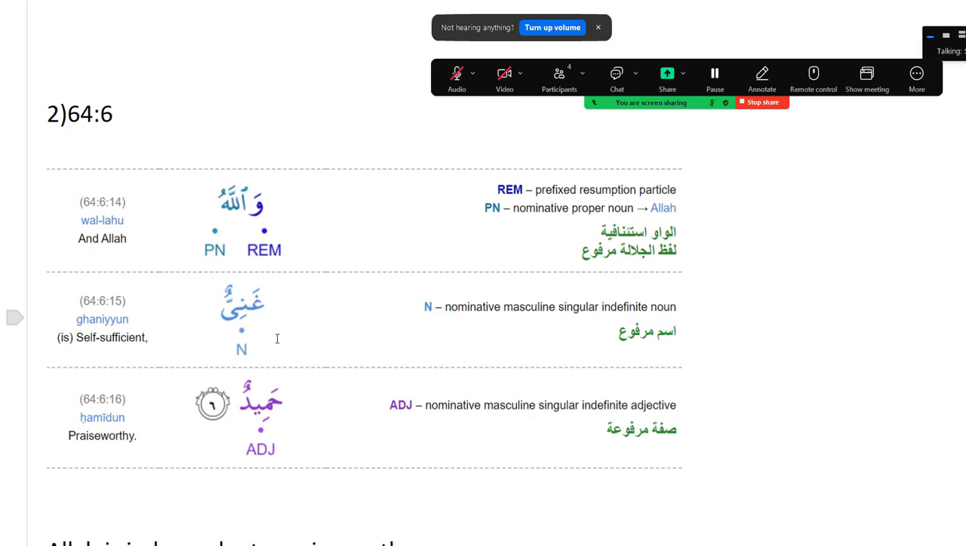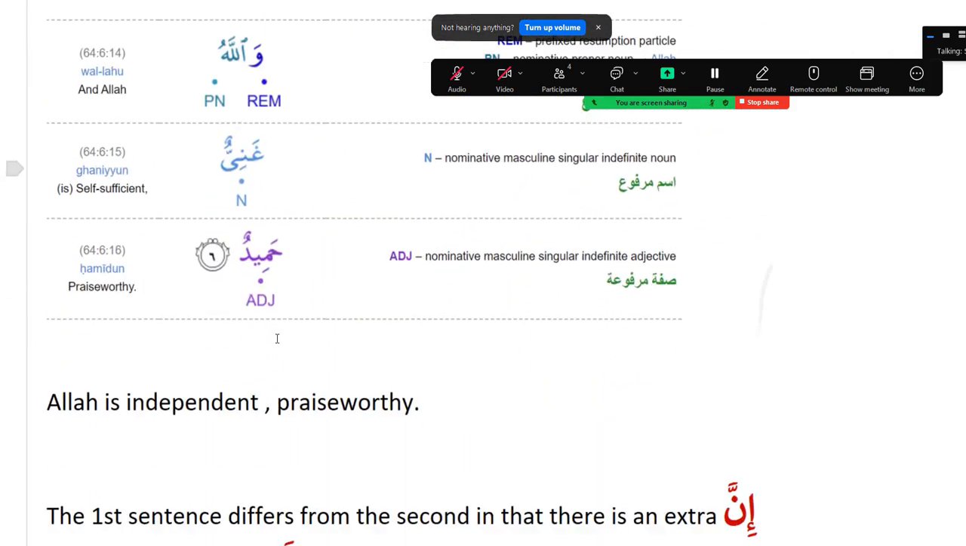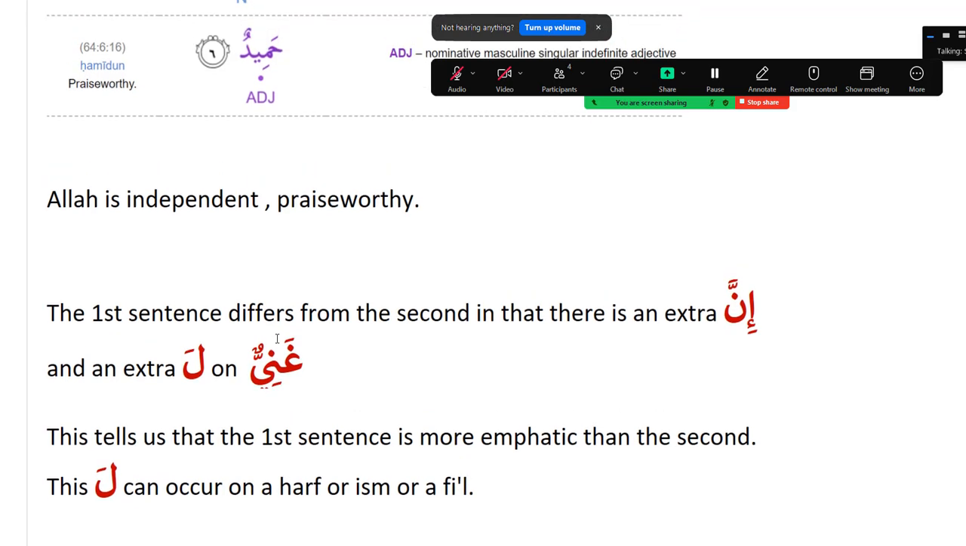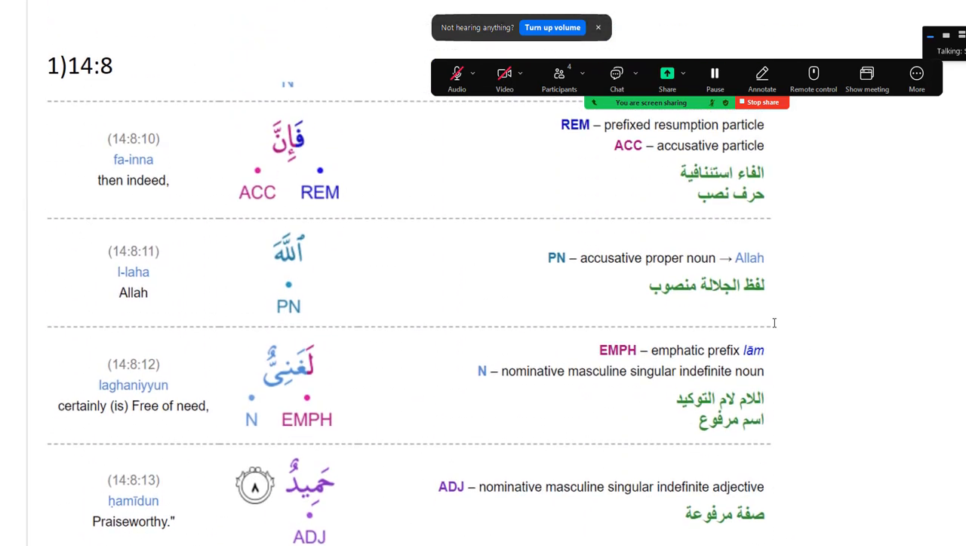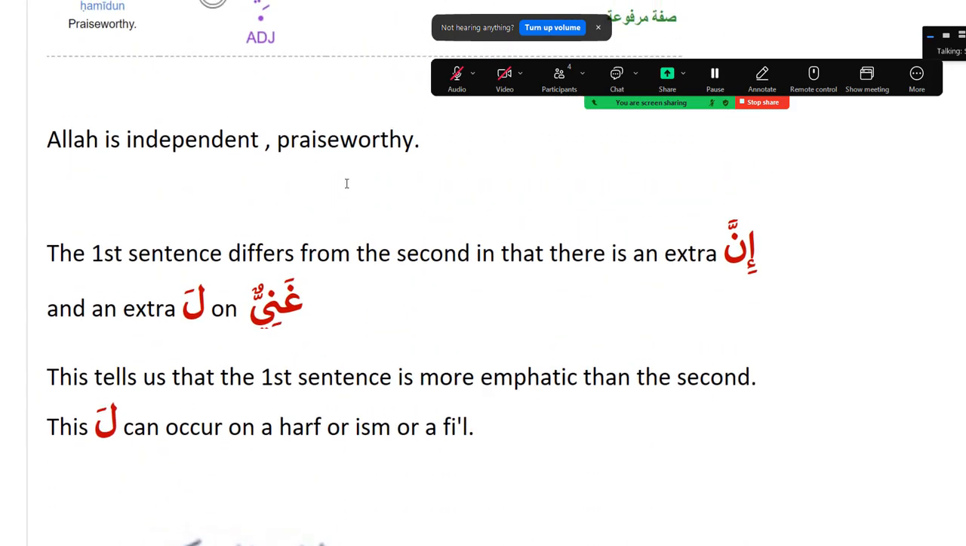So the emphasis is used in the Quran depending on the context, depending on what Allah subhanahu wa ta'ala wants to convey. Okay, so based on that, the words of emphasis are used in the Quran. Like the first sentence here differs from the second in that there is an extra inna in it, right? Inna is also used for emphasis, right? Indeed, right? And then an extra lam with a fatha on ghaniyun, right? This tells us that the first sentence is more emphatic than the second sentence.